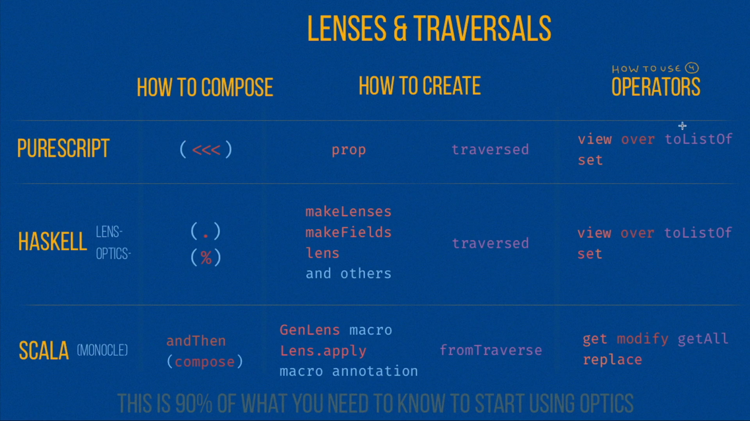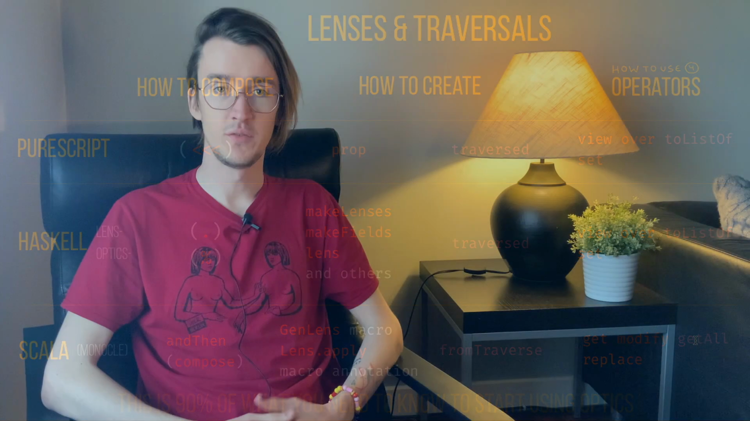And last but not least, you need to know four functions. Get values with view or get using a lens, set values with set or replace using a lens, modify values with over or modify using a lens or a traversal, and get all values with toListOf or getAll using a traversal. If you read any of the optics tutorials before, you might be wondering, what about prisms and other optics? Don't waste your time when getting started. You can pick this up later if you need to.